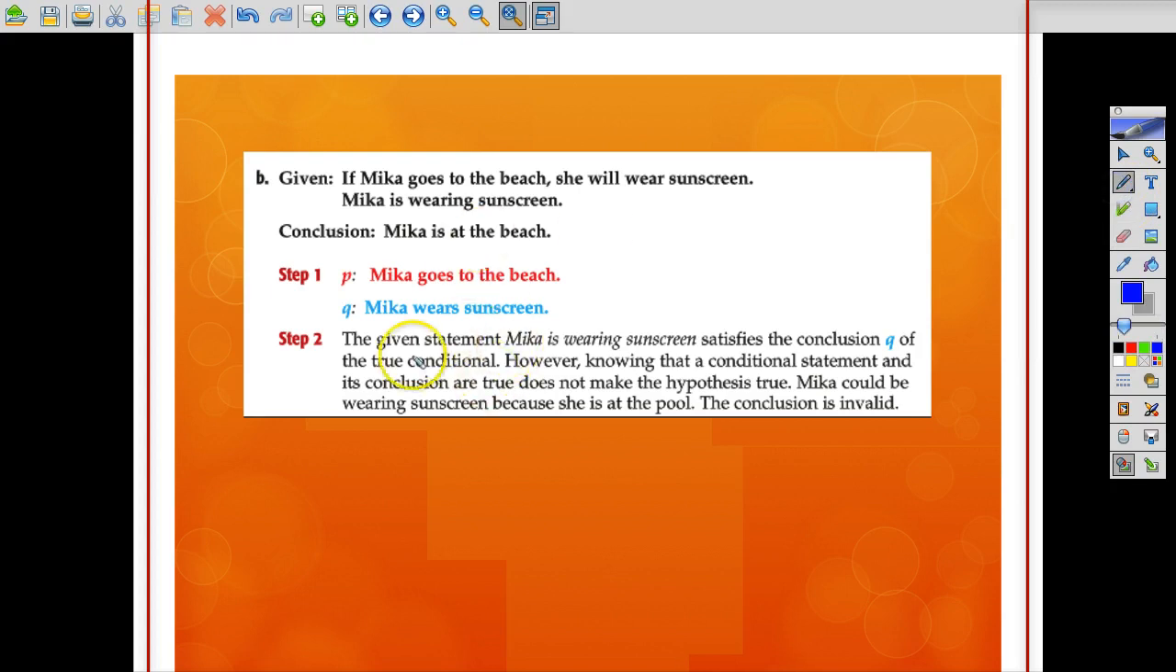The given statement, Mika is wearing sunscreen, satisfies the conclusion Q of the conditional. However, knowing that a conditional statement and its conclusion are true does not make the hypothesis true. Just because she's wearing sunscreen doesn't mean she's at the beach. If she is at the beach, she will definitely be wearing sunscreen, but just because she's wearing sunscreen doesn't mean that she's at the beach. So this conclusion is invalid.